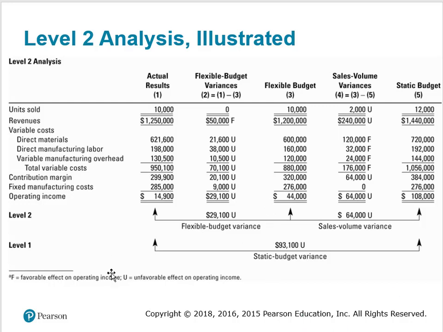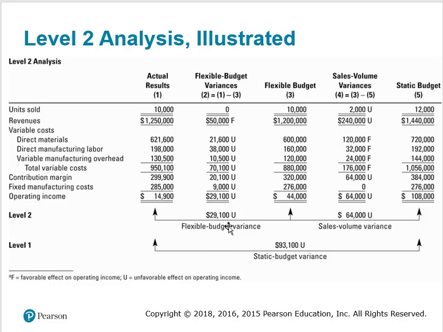So the other thing now down here, you want to start paying attention to these. The level 1 variance is the difference between actual and static budget. So it would be sort of the total variance. It would be if you took 108 minus 14.9, which is 93.1, the static budget variance. And pay attention to the titles too. Somehow you've got to get a lot of things in your head out of this.